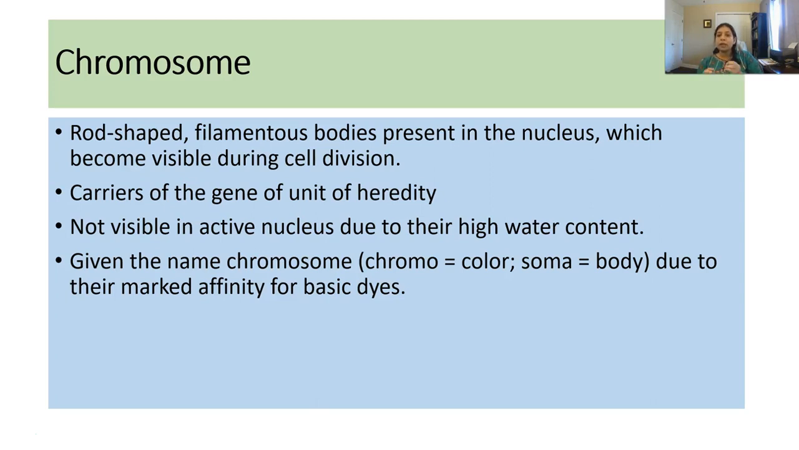The term chromosome comes from chromo, which means color, and soma, which means body. That's because initially, when they were looked at under the microscope, they noticed these bodies that would pick up certain types of basic dyes and change color and give you some banding patterns or different colors. And because of their affinity for these basic dyes, they ended up calling these molecules chromosomes.